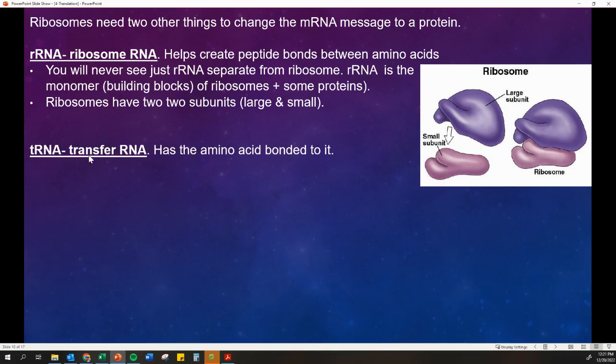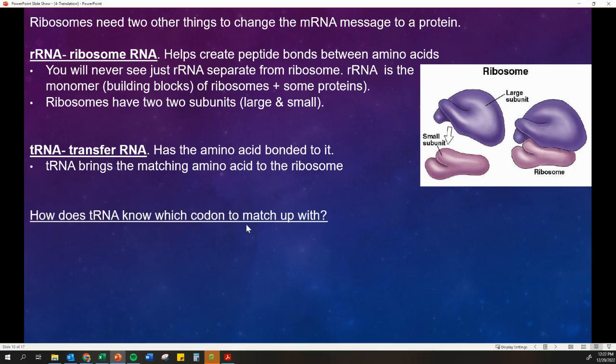We also have tRNA. This stands for transfer RNA. This is how our amino acids, they're bonded to the transfer RNA, and it's how we bring the correct amino acid to the ribosome to create our protein. So it's going to bring the correct one.